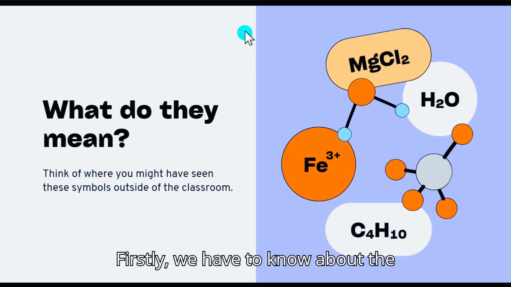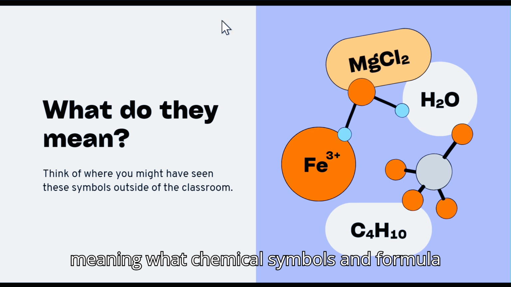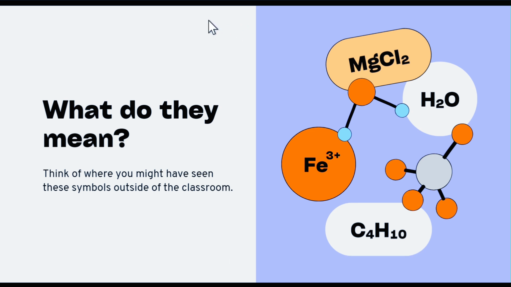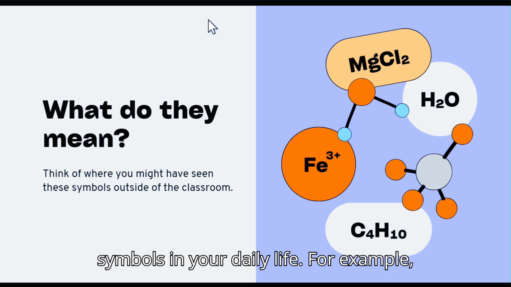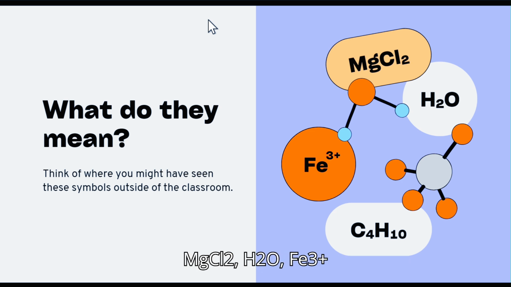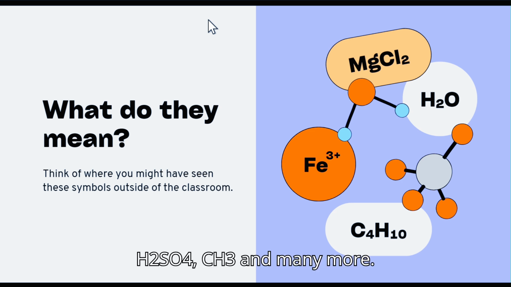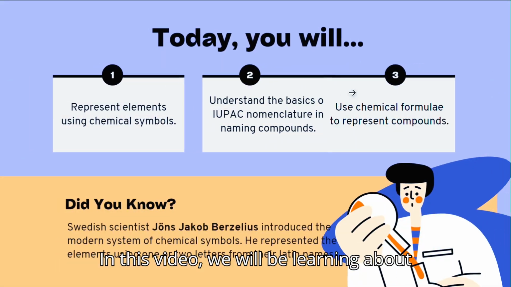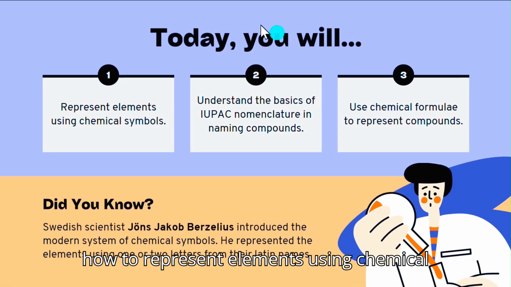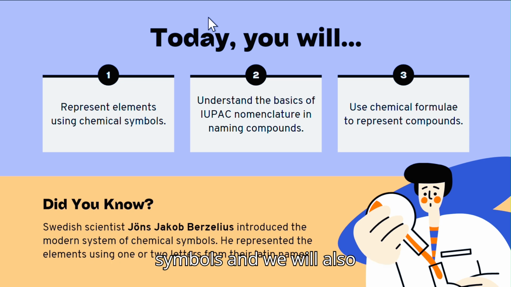Firstly, we have to know what chemical symbols and formula mean. You might have heard or seen these symbols in your daily life. For example, MgCl2, H2O, Fe3+, H2SO4, CH3 and many more. In this video, we will be learning how to represent elements using chemical symbols, and we will also understand the basics of IUPAC nomenclature in naming compounds.